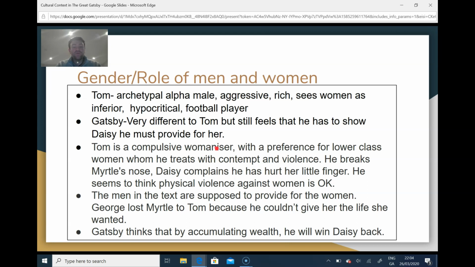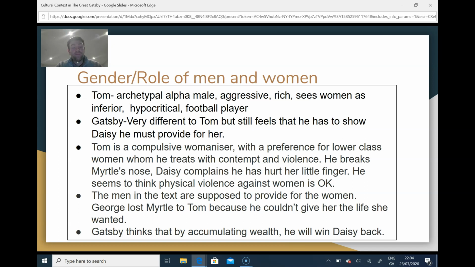Okay, Tom is a compulsive womanizer with a preference for lower class women, who he treats with contempt and violence. Okay, so Myrtle is in a lower bracket to him, but he seems to want women like that because he can treat them whatever way he wants. So he breaks Myrtle's nose. If you remember the scene in the apartment where Myrtle keeps mentioning Daisy's name, and he just punches her.